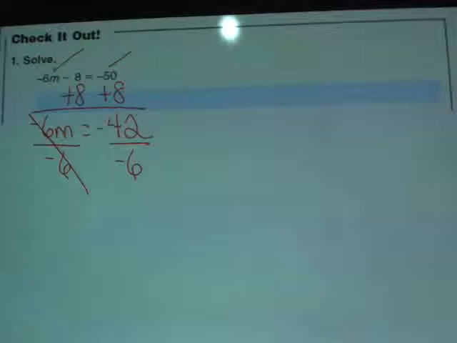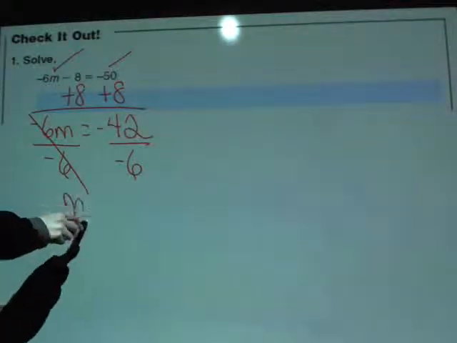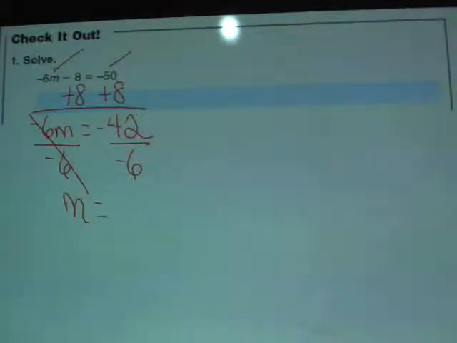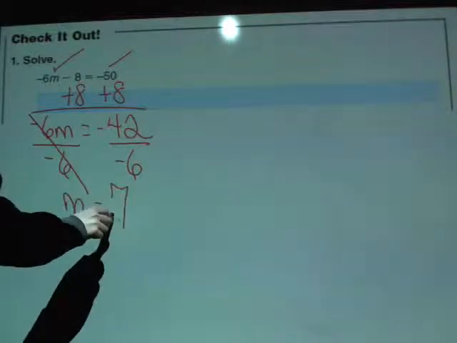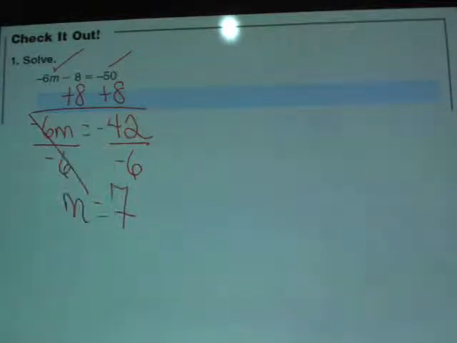And when I take negative 42 and divide it by negative 6, that's going to help me figure out what m is. M, in this case, is going to equal 7. Negative divided by negative is a positive. 42 divided by 6 equates to 7.